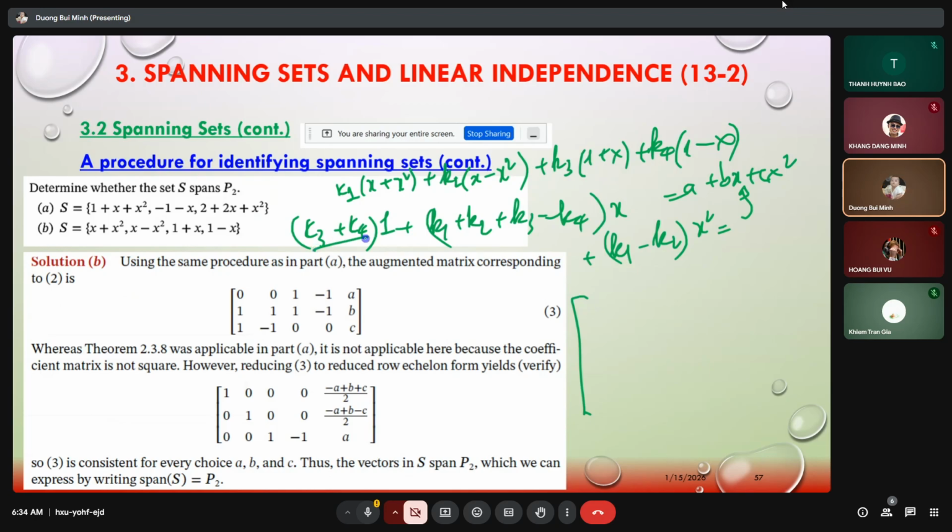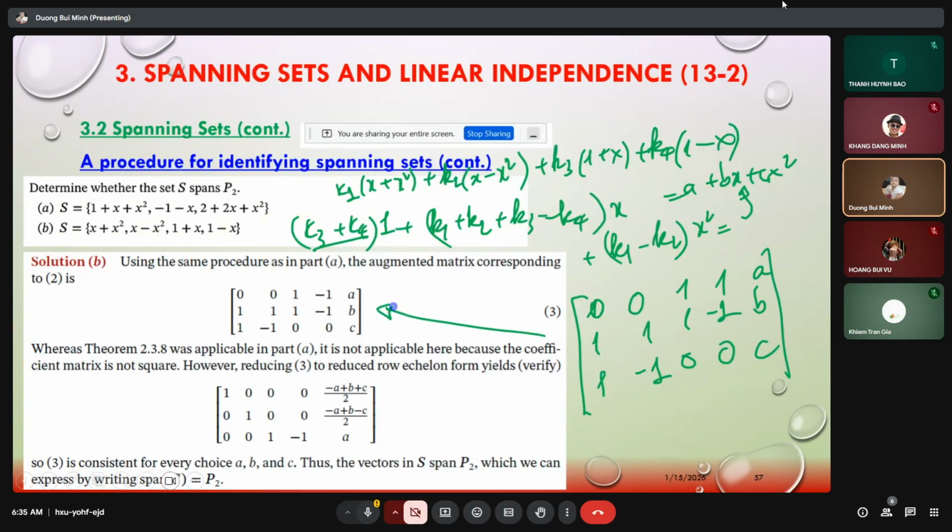You get what? 0, 0, 1, 1, A, right? 1, 1, 1, minus 1, B. Then 1, minus 1, 0, 0, C. And this one is here. Something wrong? Let me check.